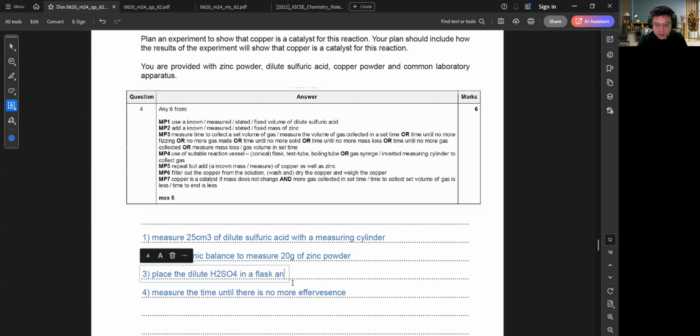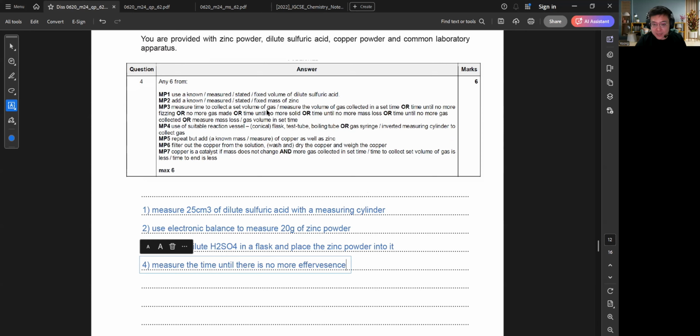Flask, and place the zinc powder into it. So we place the zinc powder into the flask and let them react. And then number 4, only then we start measuring the time. That would be a more natural way to do it. All right. Until there's no more effervescence, or you can write any of the other answers here.